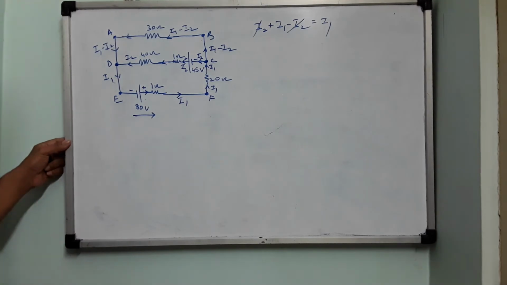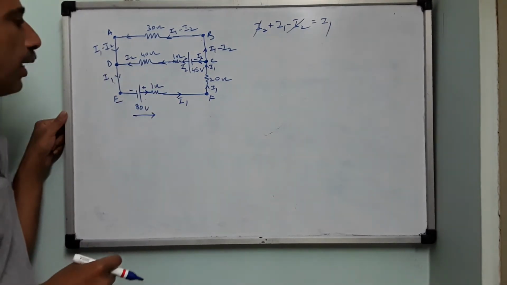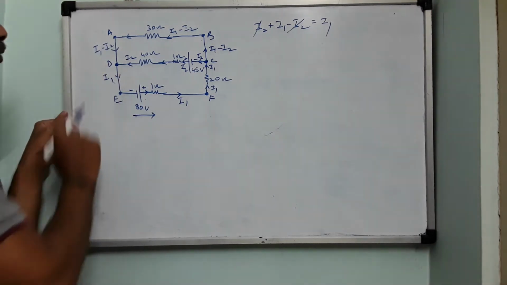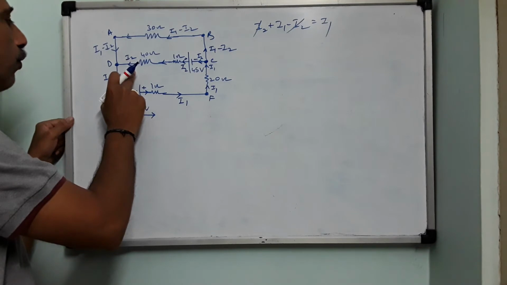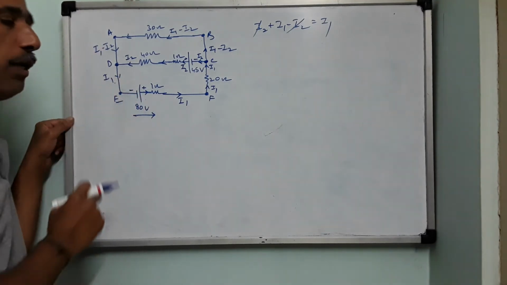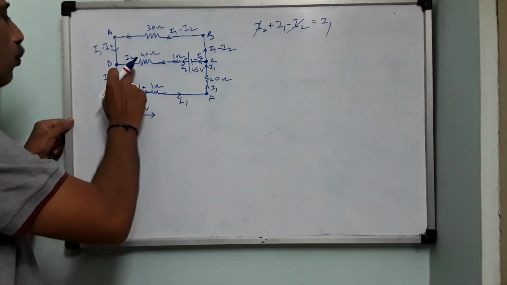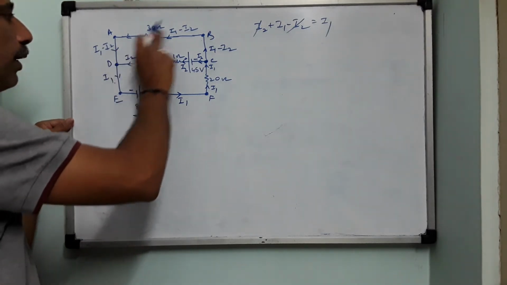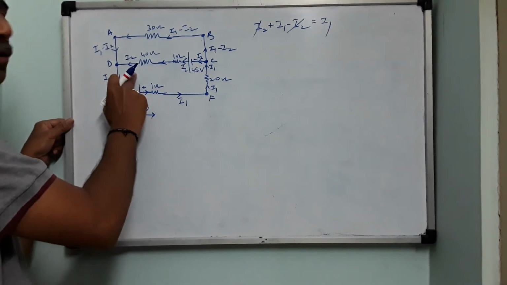Fine. Now how many currents are there? Only two currents are there. What are they? One is I1, the other is I2. If you are able to find I1 and I2, you can easily find I1 minus I2. Therefore there are two unknown quantities here. Remaining everything is known to you. Only I1 and I2 you do not know.